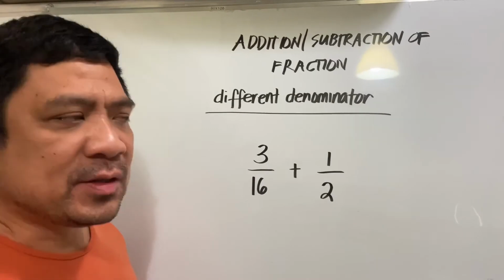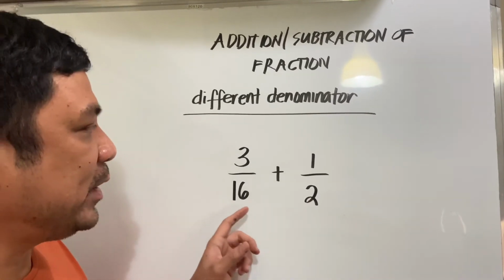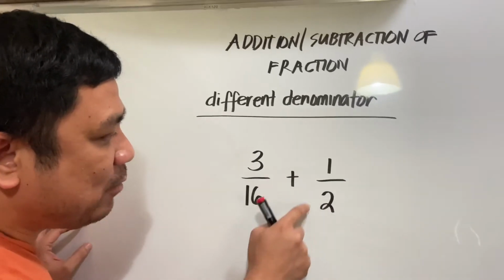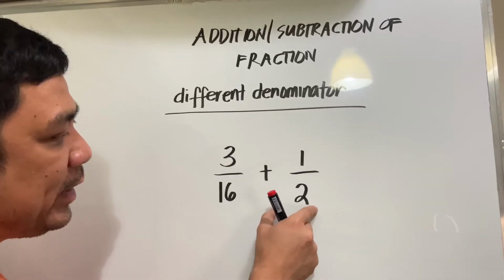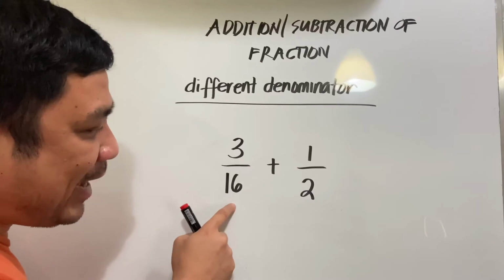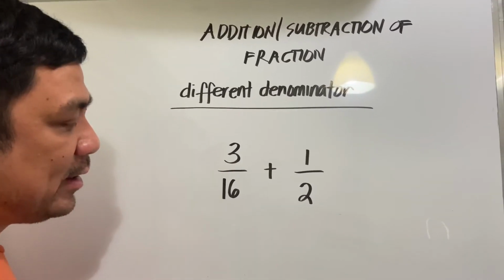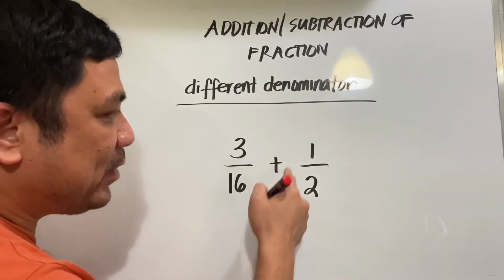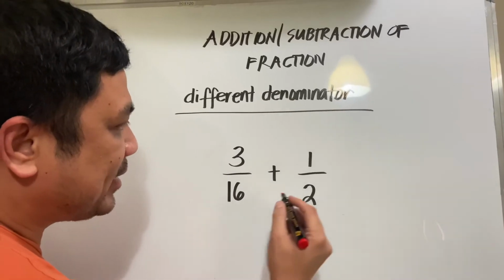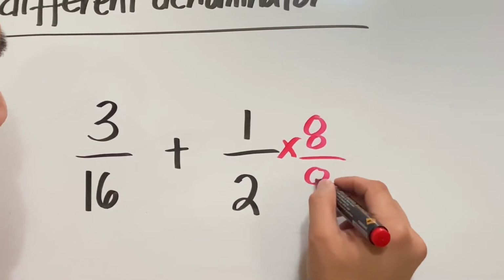Okay. Another approach, instead of getting the least common multiple: in this case, you have 3 over 16 and then you have 1/2 here. Because 16 is the larger denominator, you can manipulate 1/2 in such a way that it also has a denominator equal to 16, by multiplying both numerator and denominator by 8.